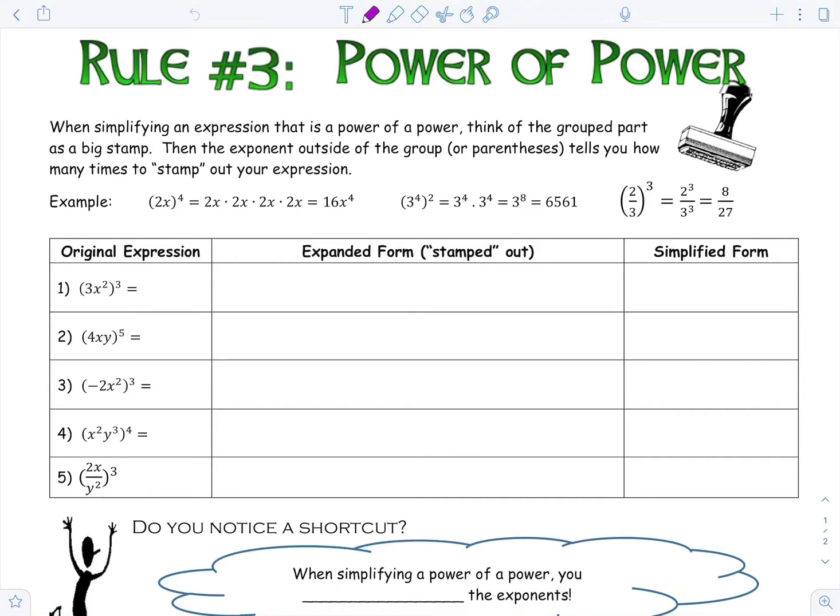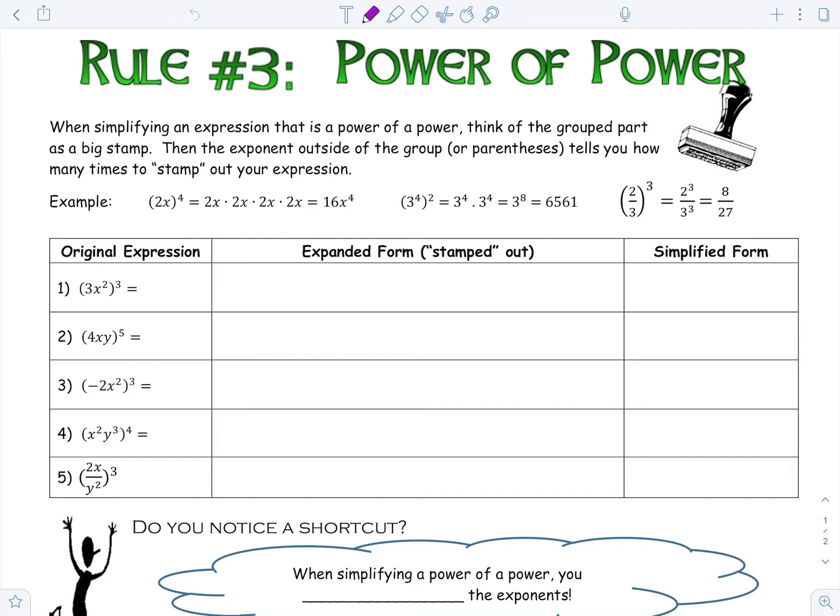All right, the second topic we're going to talk about is power of a power. When simplifying an expression that is a power of a power, think of the group part as a big stamp. Then the exponent outside of the group or parentheses tells you how many times to stamp out your expression.